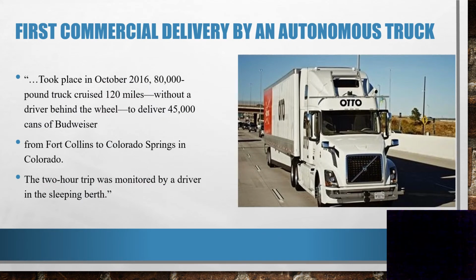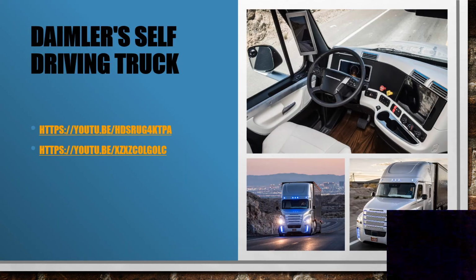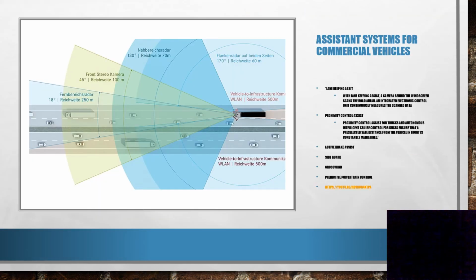The first commercial delivery by an autonomous vehicle was in October 2016. 80,000 pounds of beer. And this is Daimler Chrysler's self-driving vehicle. If you watched that video previously, you'll also see this one in action, actually, under Freightliner. This is also a visual of the range, giving you some visuality there of how those sensors are deployed.